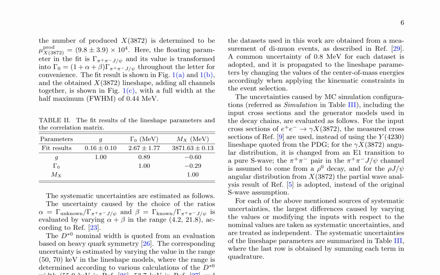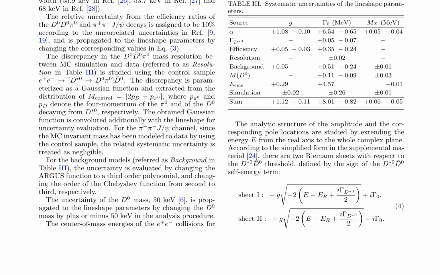Table 3 provides a comprehensive summary of these systematic uncertainties for the lineshape parameters, encompassing uncertainties from the choice of alpha and beta, the D*0 width, efficiency ratios, mass resolution, background models, D0 mass, center of mass energy, and simulation configurations. The sum of these uncertainties is also presented, offering a complete overview of potential errors in the analysis. Moreover, the paper explores the analytic structure of the amplitude and corresponding pole locations by extending the energy E from the real axis to the entire complex plane.